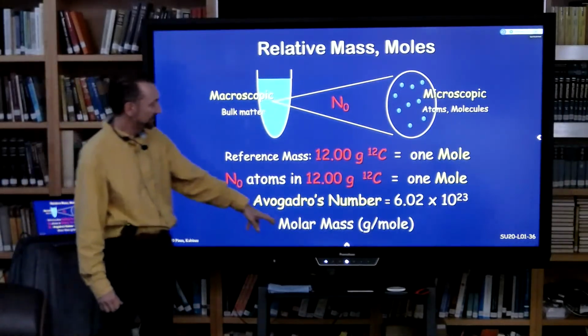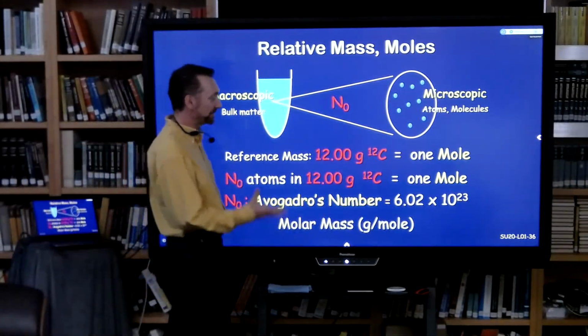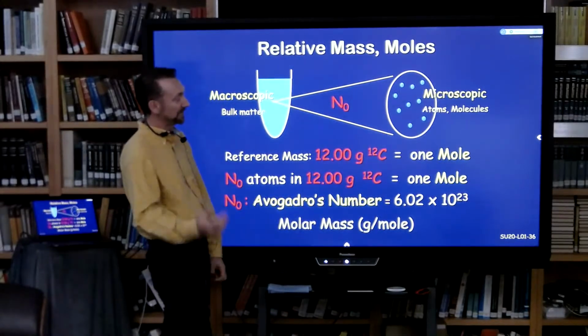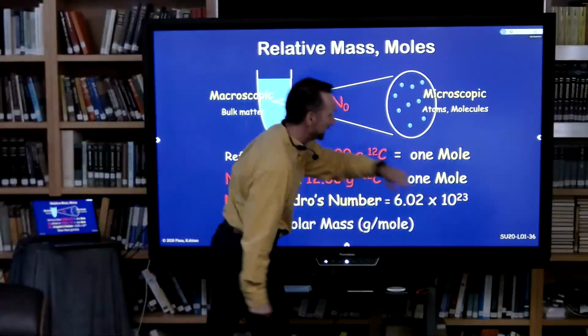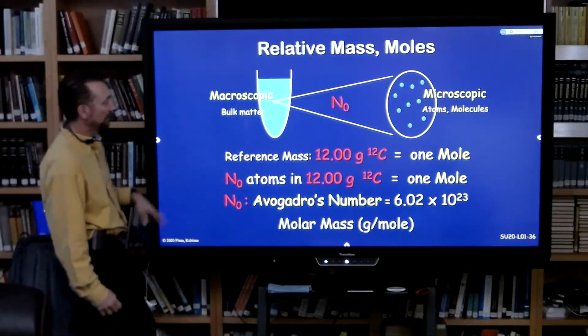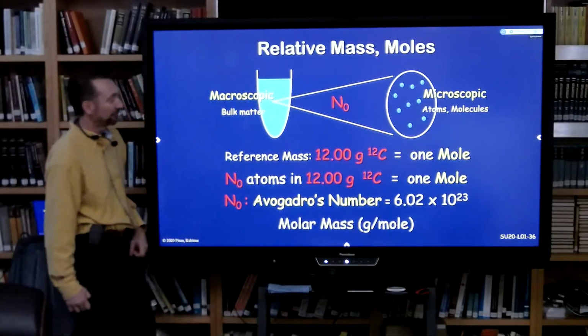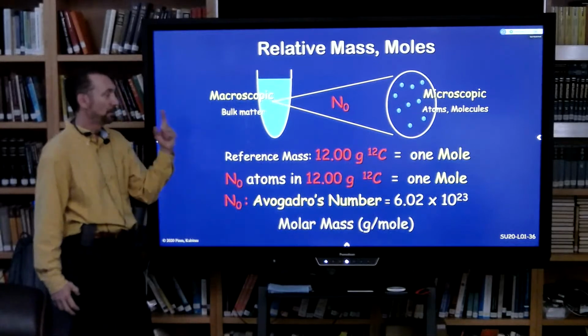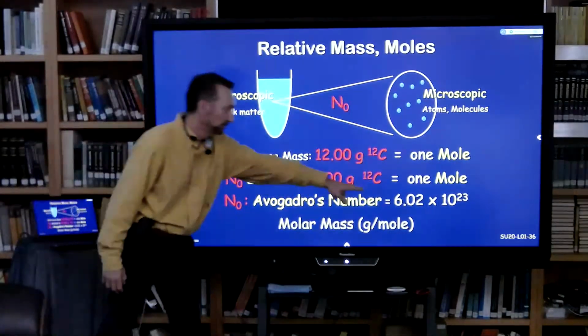So we're going to define this thing called the molar mass. What is the mass of one mole? And we've just been saying that. The mass of this many carbon dioxides is 44. The molar mass of carbon dioxide is 44. How much does one box weigh, one mole?